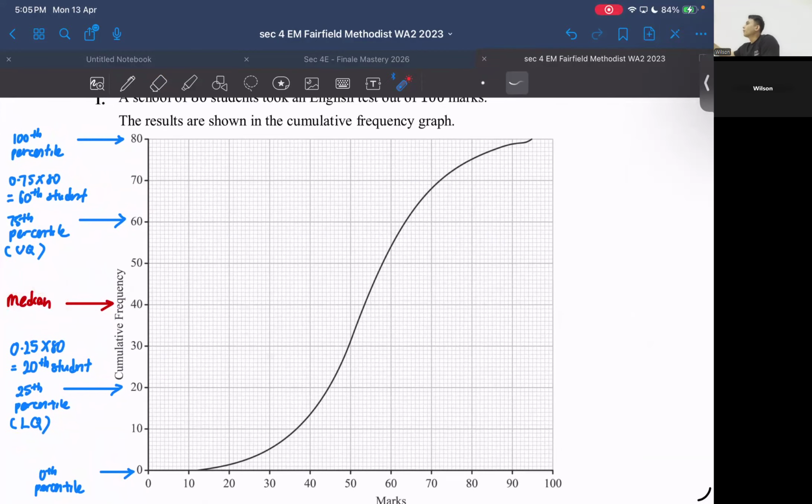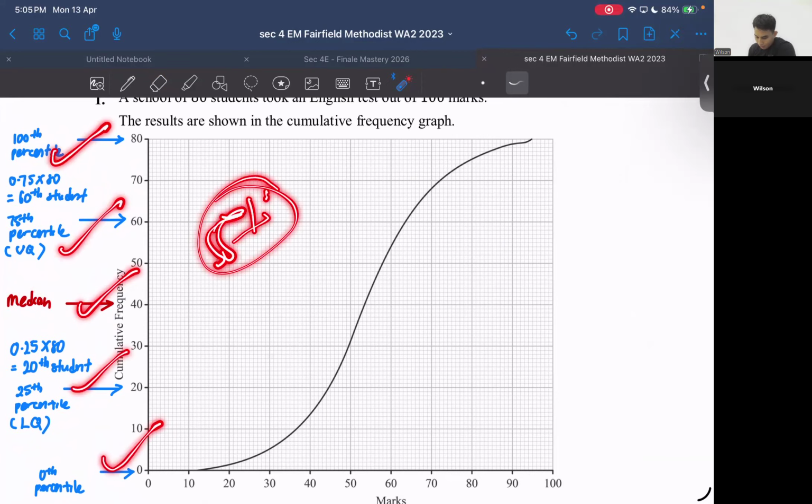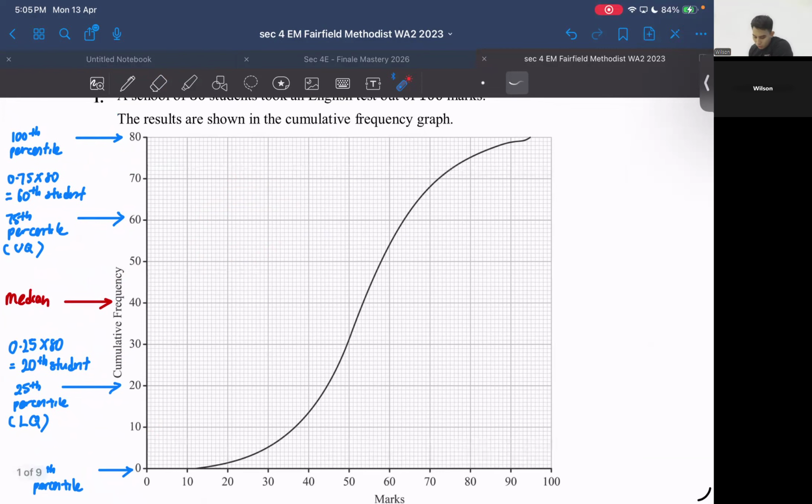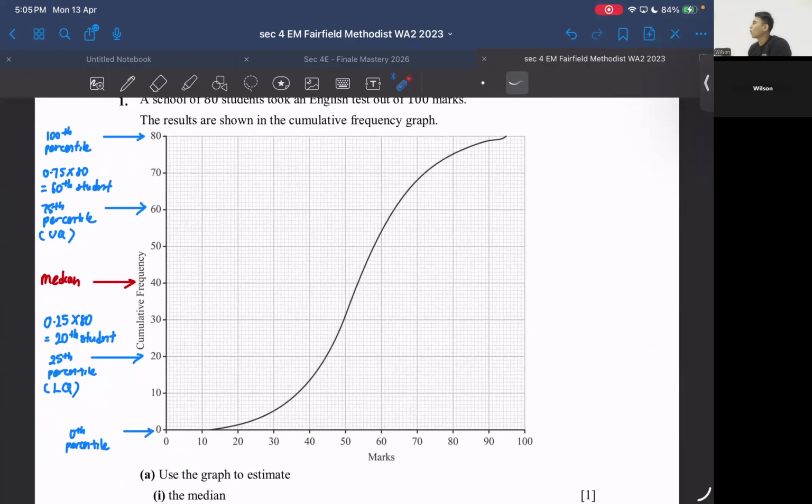Now, for all these, how many points do I have? 1, 2, 3, 4, 5, right? All these five points over here are known as your positions. They are not the actual lower quartile, upper quartile, or median. How you find your lower quartile, upper quartile, and median is to find the corresponding values when you draw across and down from your curve. So very easy stuff. Position and the value itself are different stuff. They are totally different things. Okay, now, so 1, 2, 3, 4, 5 over here.